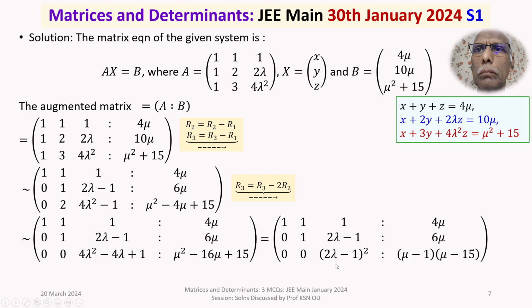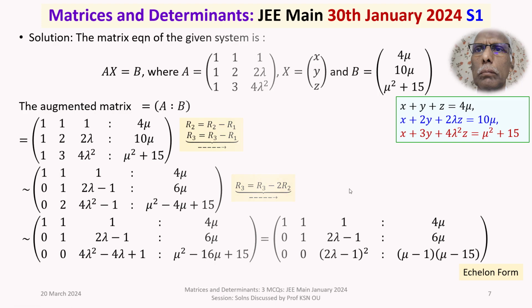So in the third row, 4 lambda square minus 4 lambda plus 1 is 2 lambda minus 1 whole square. And this when factorized will give mu minus 1 into mu minus 15. This is the echelon form. Why is this an echelon? It is like a ladder. So it's like a ladder. So it is called an echelon form.